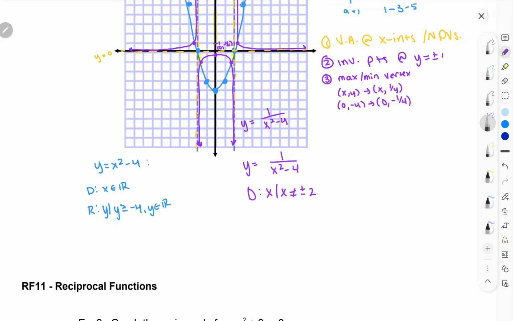So I can have every single x value. I can have 1.99999. I could have -1.99999. I can have 2.0001. But I cannot have +2 or -2, right? And those are my NPVs.